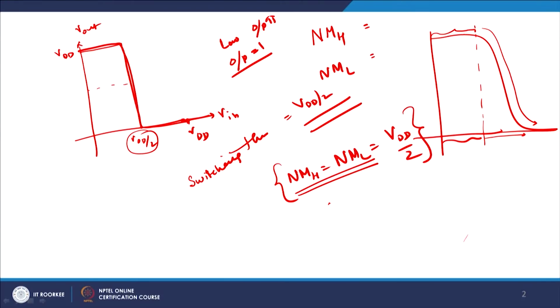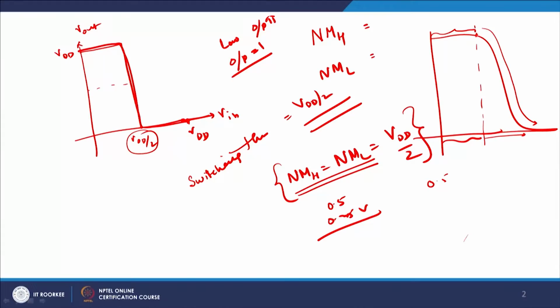For example, if your VDD is 1 volt, then NML and NMH are equal to 0.5. If VDD is now 0.5, then this will be 0.25 volts, which primarily means that if a noise comes whose equivalent voltage is 0.25, I would expect to see the output going from 1 to 0. That is basically the idea.